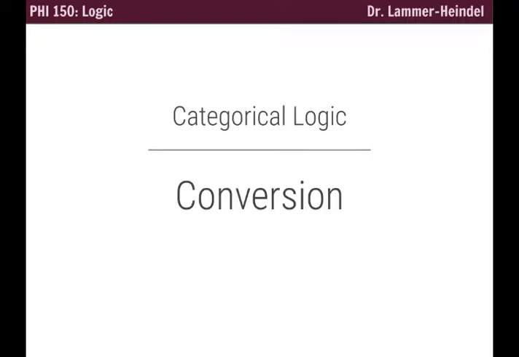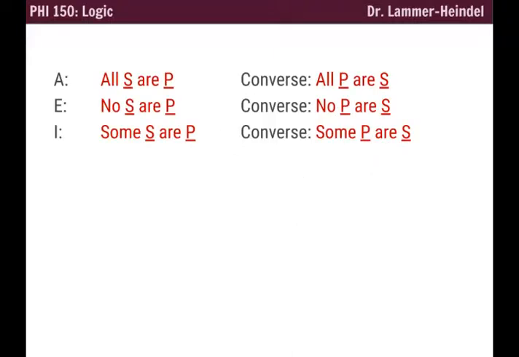In this lesson, I'm going to talk about the immediate inference known as conversion. When I'm given an A-form proposition that states all S are P, the converse of that would be all P are S. Similarly, if I'm given an E-form proposition, no S are P, the converse would be no P are S. If I'm given an I-form, some S are P, the converse would be some P are S.